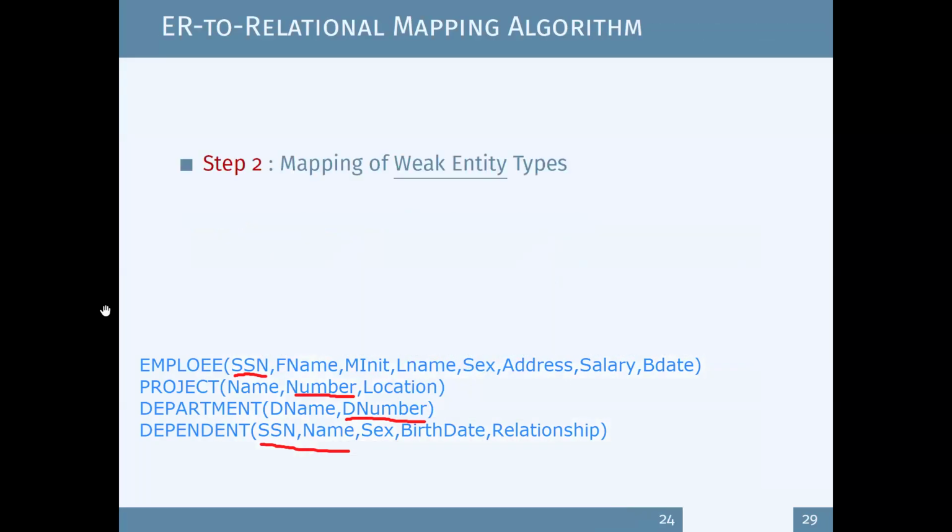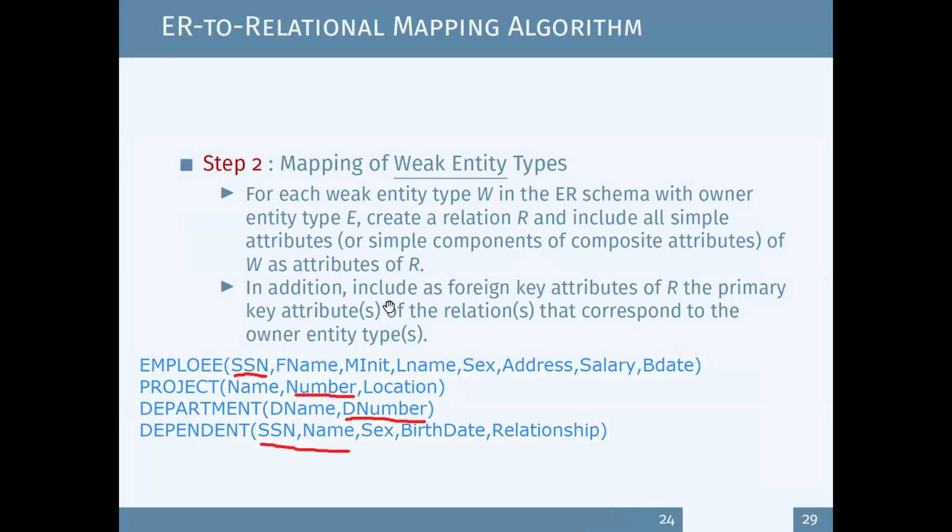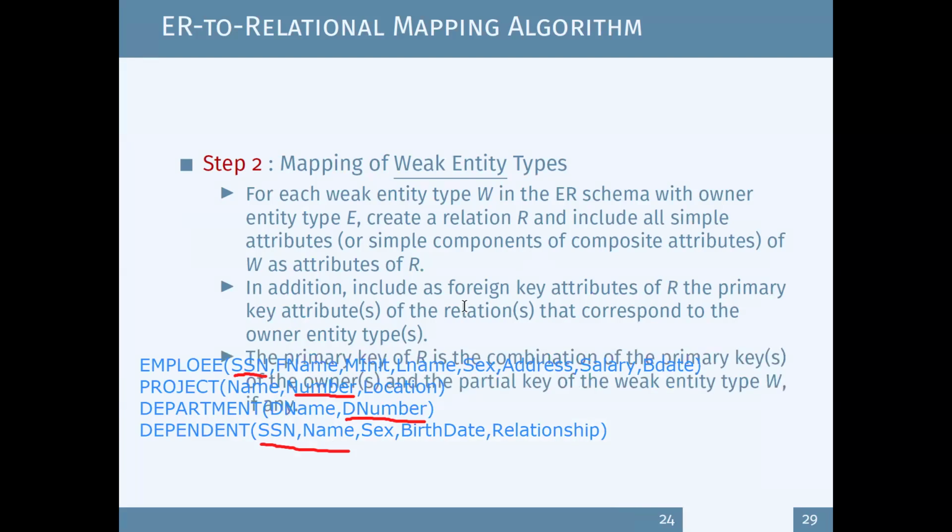Right. So we say that in addition, include the foreign key attribute, the primary key attribute of the relation that corresponds to the owner entity type. And then combining primary key and the partial key will be the primary key. So we combine these two, both of them will be the primary key.